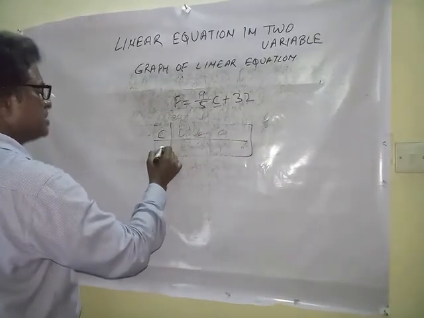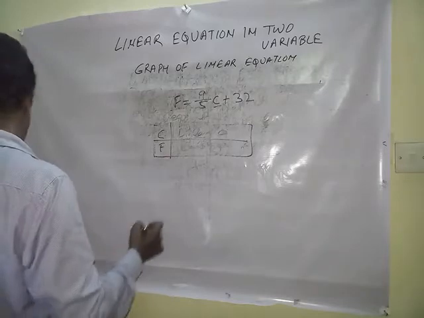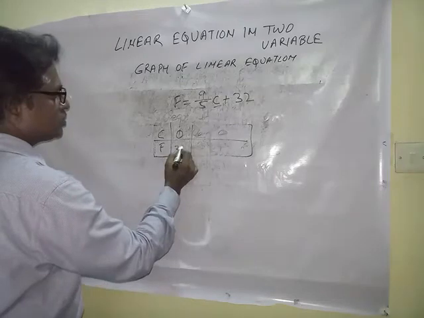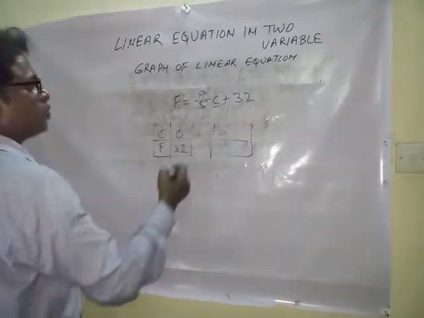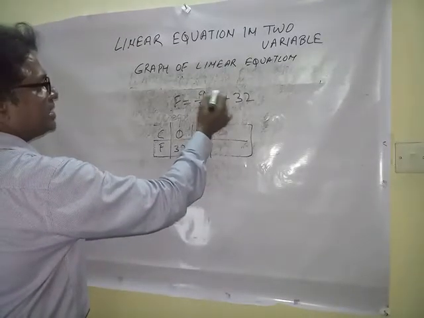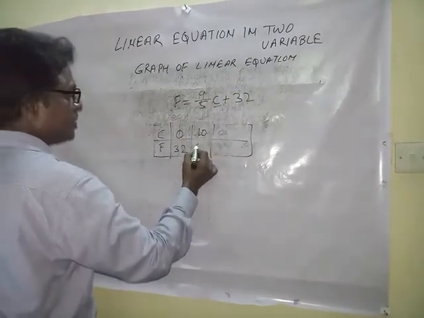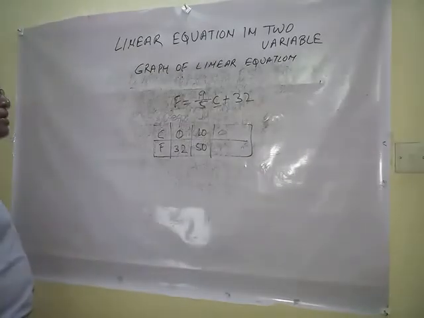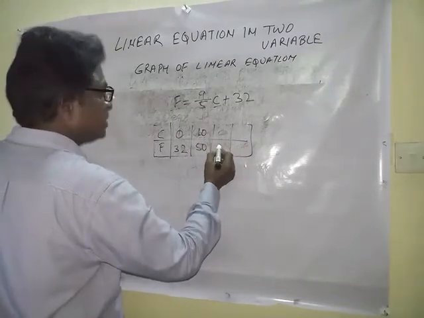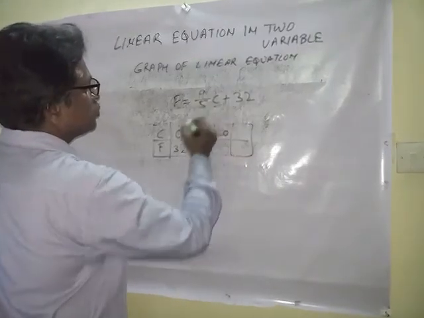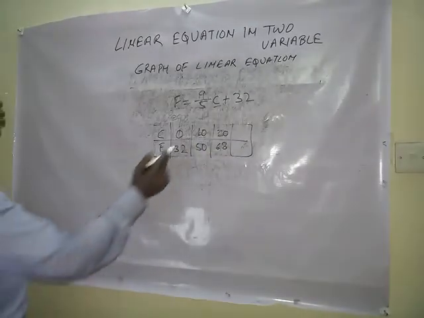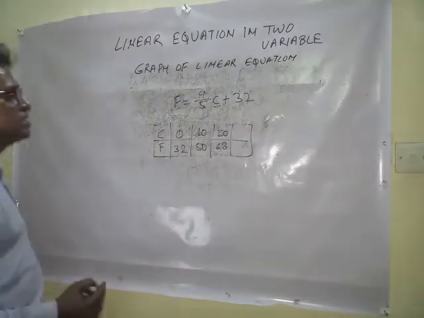it is C, it is F. If you put C is equal to 0, then F is equal to 32. If you put C is equal to 10, then 10 divided by 5 is 2, 2 times 9 is 18, 18 plus 32 will be 50. That way you can find another value. If you put C is equal to 20, then it will be 68. With 2 or 3 coordinates, you can draw the graph with accuracy.